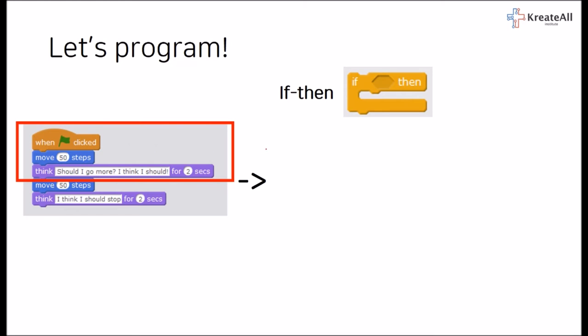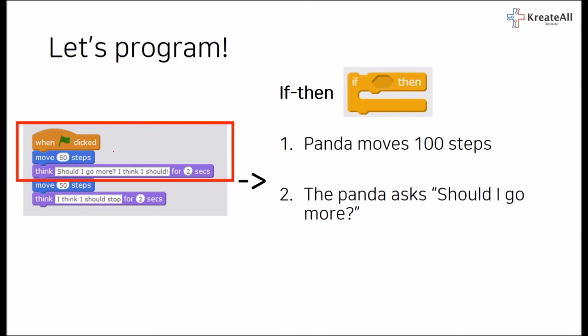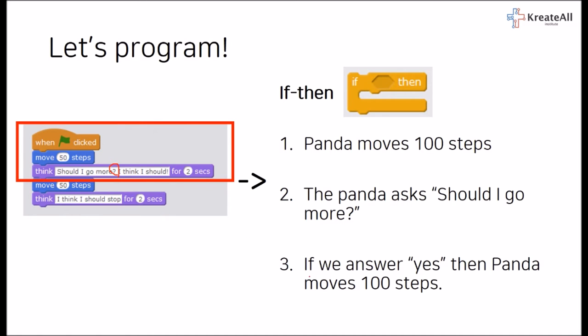If we break down this code, it is divided into 3 steps. First, the panda moves 50 or 100 steps, that doesn't really matter. And the panda will ask, should I go more? And it answers itself, but we are going to wait. The panda will wait for us to answer. I will show you later on how we could program that. And then the third part is that only if we answer yes, then the panda will move 50 steps. So this part is a little different.